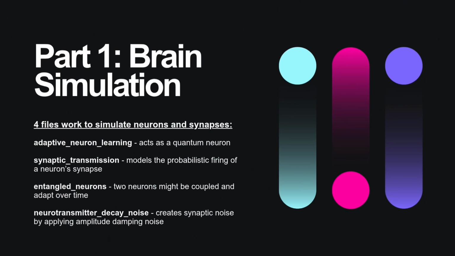So the first major portion of building this project is the brain simulation, or part 1. And essentially we need 4 different files to simulate neurons and synapses and this neurological model of a brain so that we can do drug testing.